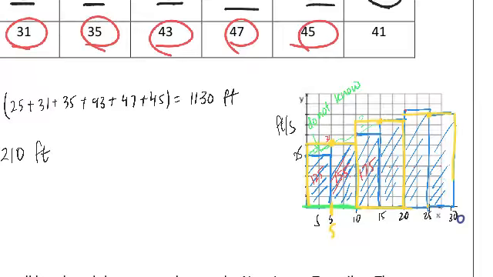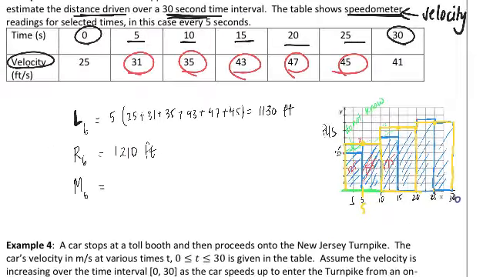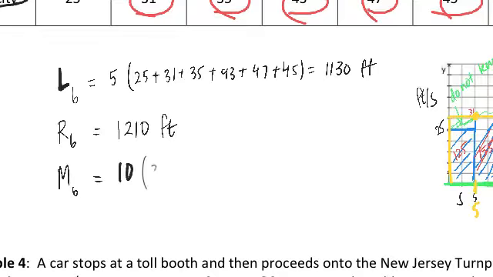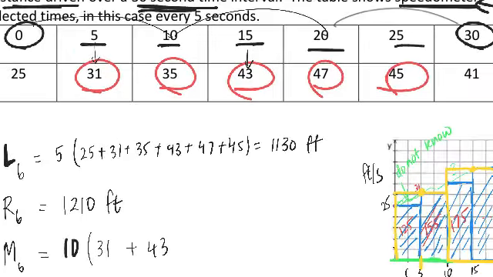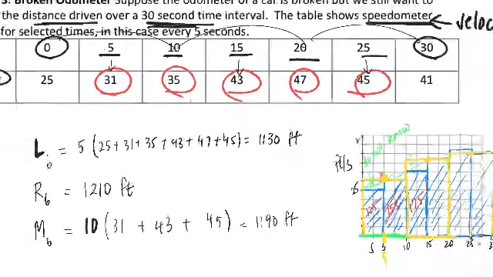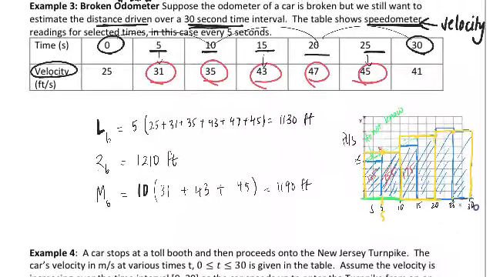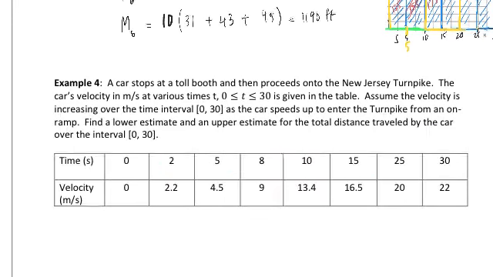So it would look something like the yellow guys for your midpoint sum, and that one would be 10, the common width that we pull out, times 31, the middle y value, plus another 10 times 43, this middle y value, and then 10 times 45. So the final answer there would be 1,190 feet. And that's an estimate as well. So these are all ways to estimate the distance traveled.